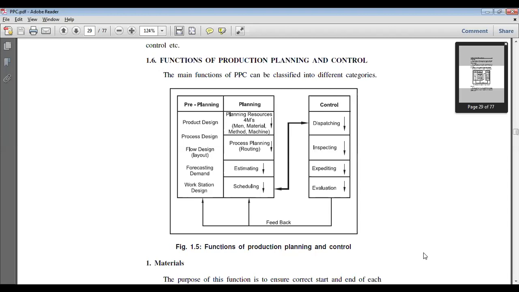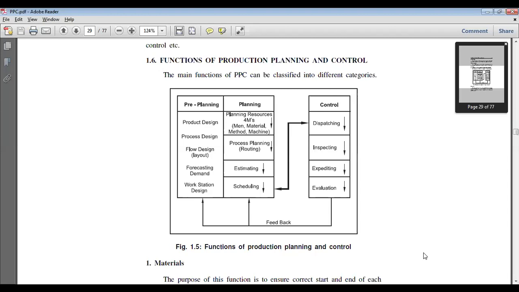So what is pre-planning? We have a manufacturing facility and a product we are going to produce. According to market demand and market surveys, we first have to design the product. Once the product is designed as per the wishes of the people, as per the wishes of the masses, we approve the product design. Once the product design is complete, the second part is the process.